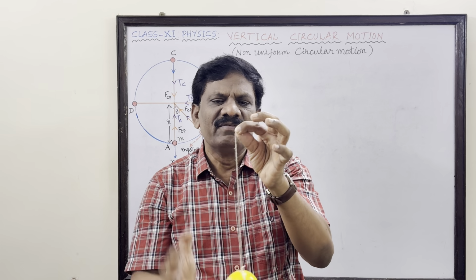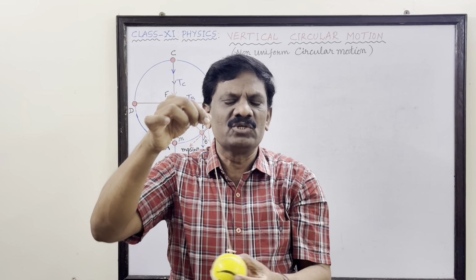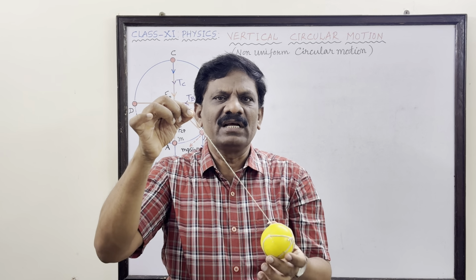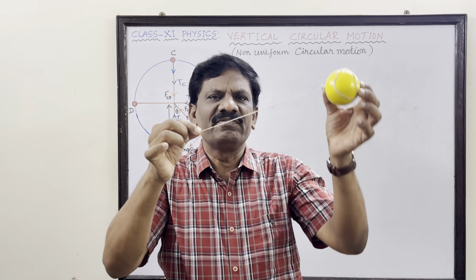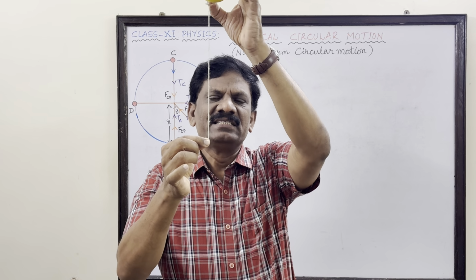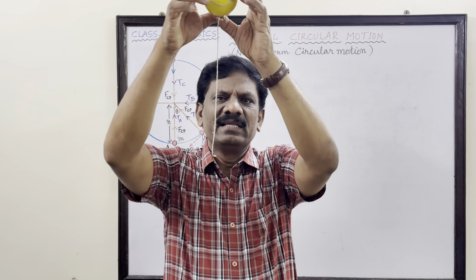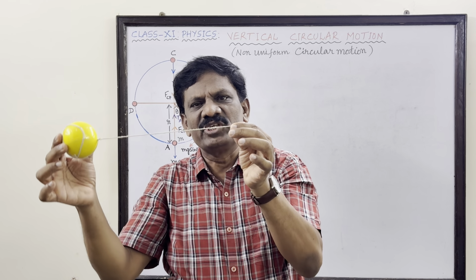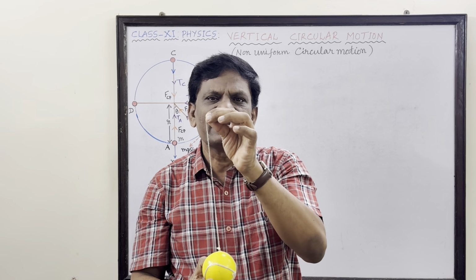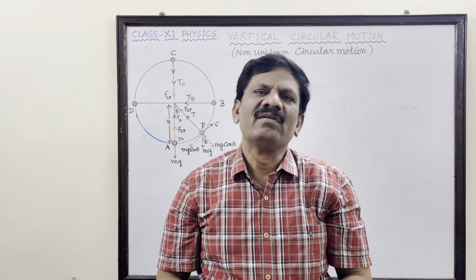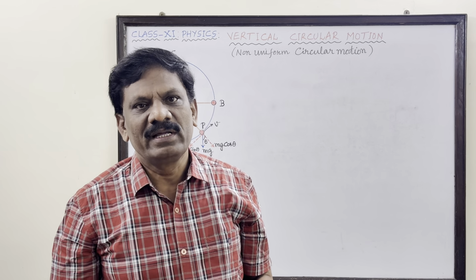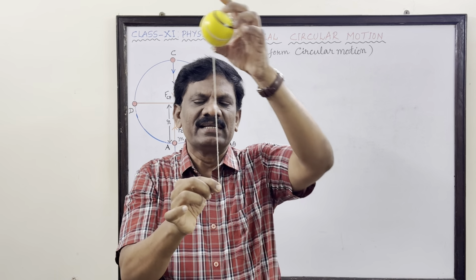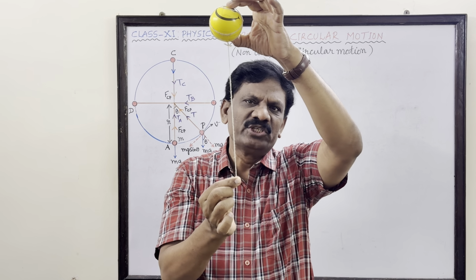So in this case, when the ball is going from the lowest to the highest position, the tension as well as the velocity of the ball decreases and reaches a minimum at the top. And then when it is descending down, its velocity increases as well as the tension in the string also increases. Okay? Hence it is an example for what? Non-uniform circular motion.